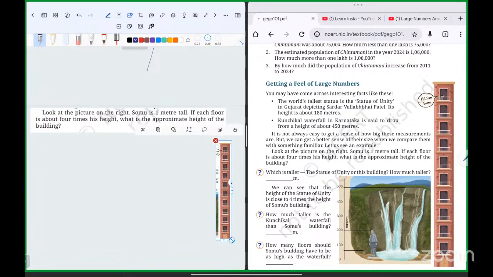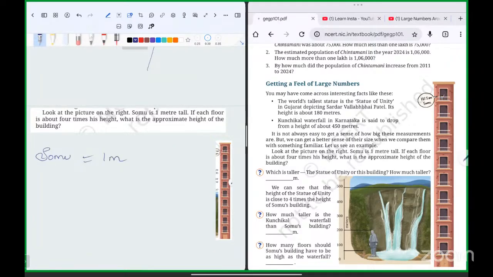So this is the building. The question is once again, look at the picture on the right. Somu is 1 meter tall. If each floor is 4 times his height, what is the approximate height of the building? So let us break down the question. Firstly, look at the picture. Then Somu is 1 meter tall. There is a guy called Somu whose height is 1 meter.